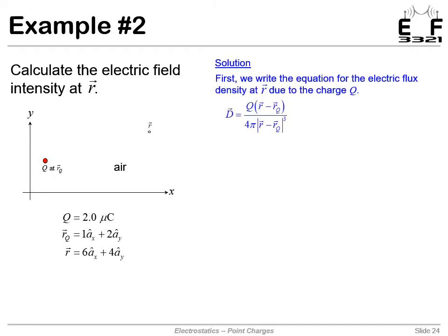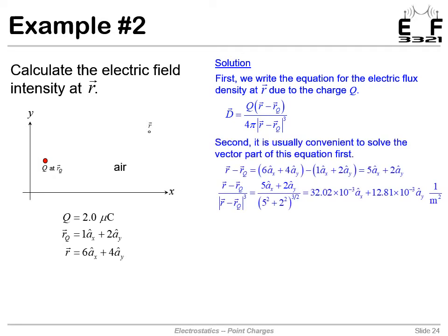So we want to calculate the electric field intensity, but we don't do that directly. We'll do this through the electric flux density D. And so here's the equation that we'll use, and this is the form that I think makes calculations easier, but is potentially a little bit misleading because it might make us think there's a 1 over R cubed dependence, and there's not.